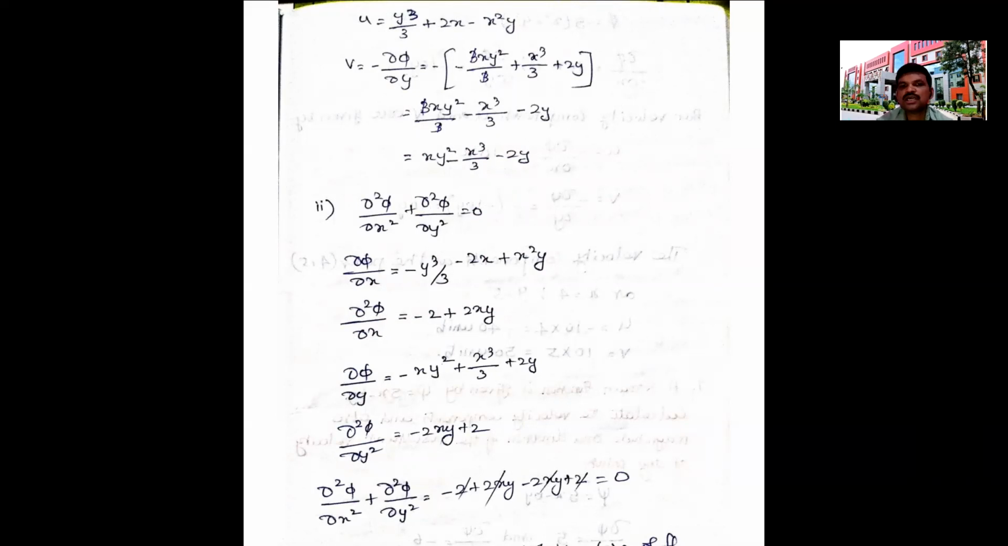What is the second question? Whether it is a possible case of flow or not. For that condition, we have to write the continuity equation, the velocity potential continuity equation. Since only the x term and y term are there, there is no z term in the question.